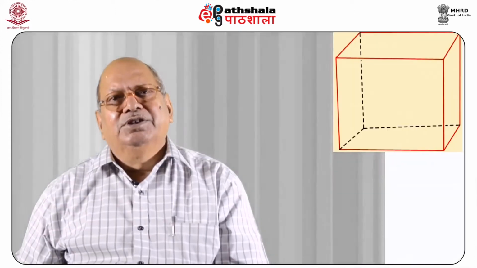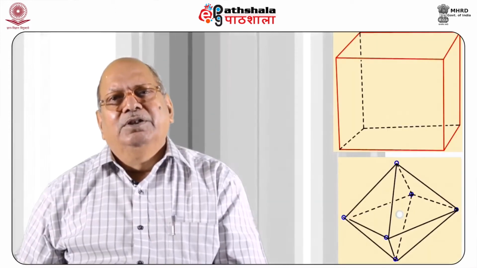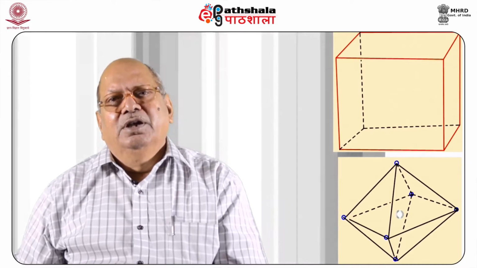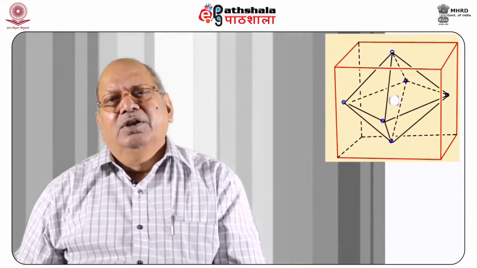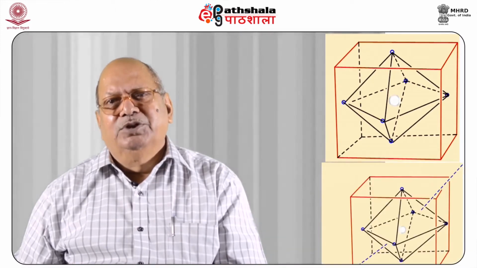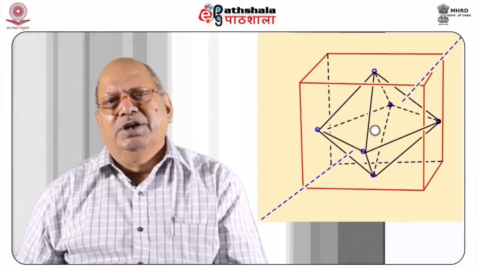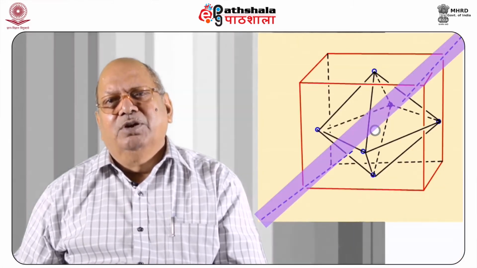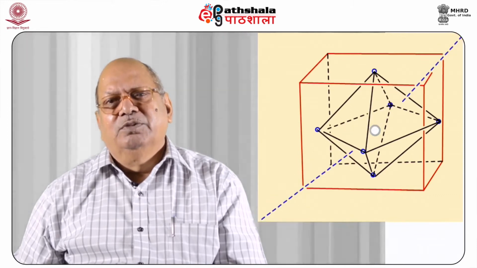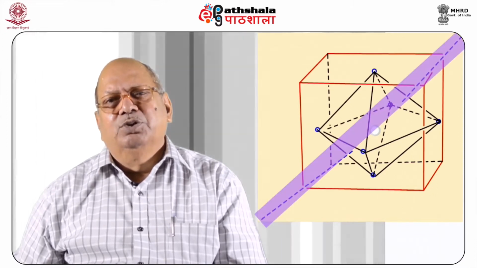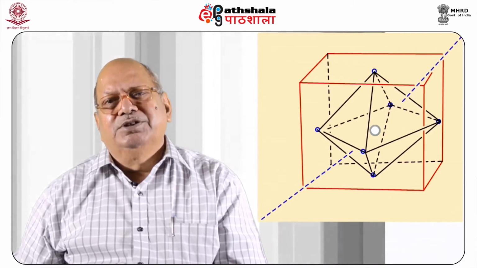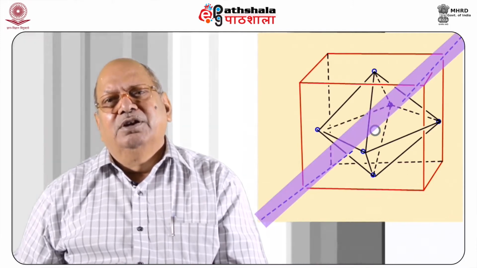For this, let us take a cube and an octahedron. I inscribe the octahedron into this cube, and then the C3 axis passes from this upper corner of the cube to this corner, and it passes through the middle of this face and comes out from this. So like this you can show the presence of the C3 axis in the octahedral molecule.